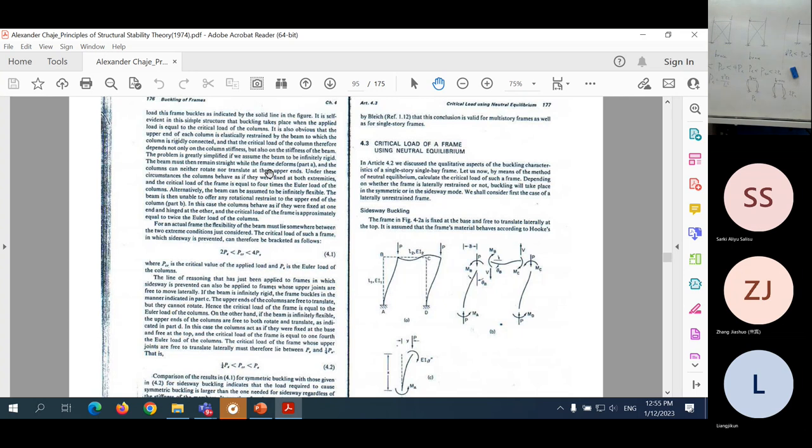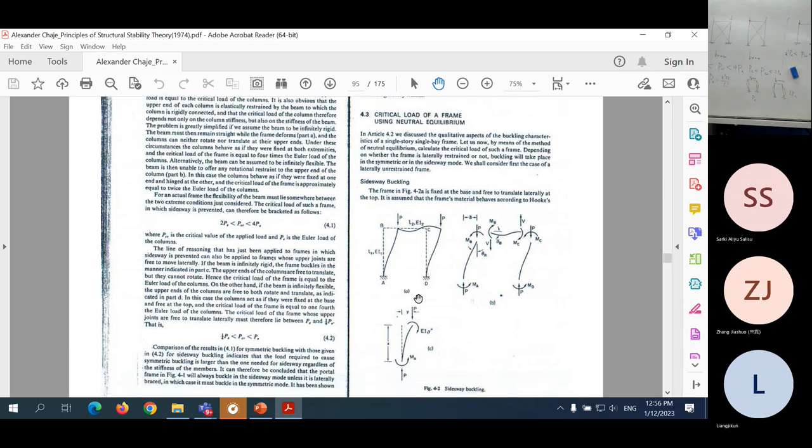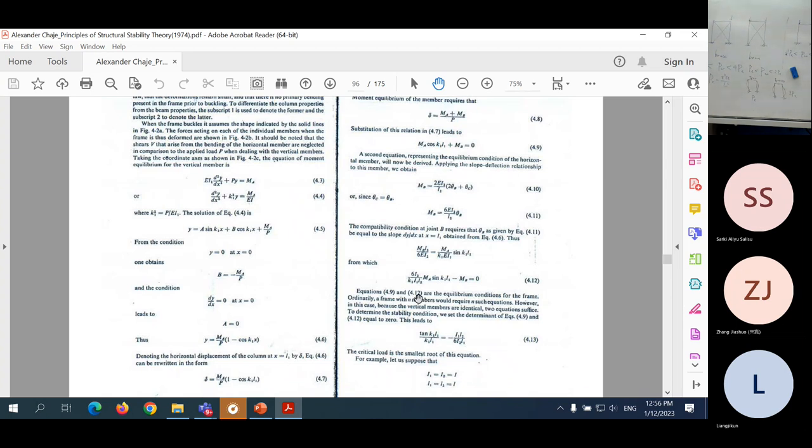The next section is the detailed derivations, the detailed one where it considers symmetric buckling. This one derived the governing differential equations using the method of neutral equilibrium. They start with side sway buckling. Then you start with the slightly bent configuration, the buckling mode, that will happen. From the free body diagram, the governing differential equation is formed, until finally we get the critical load.